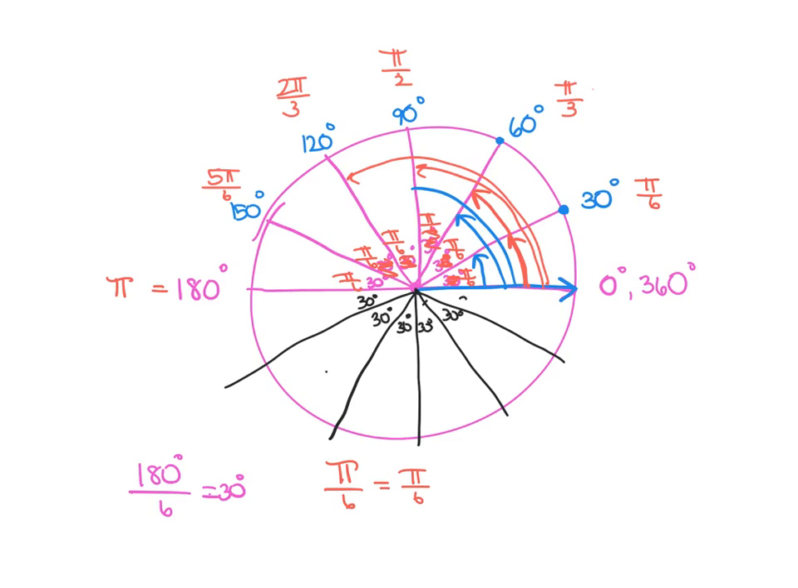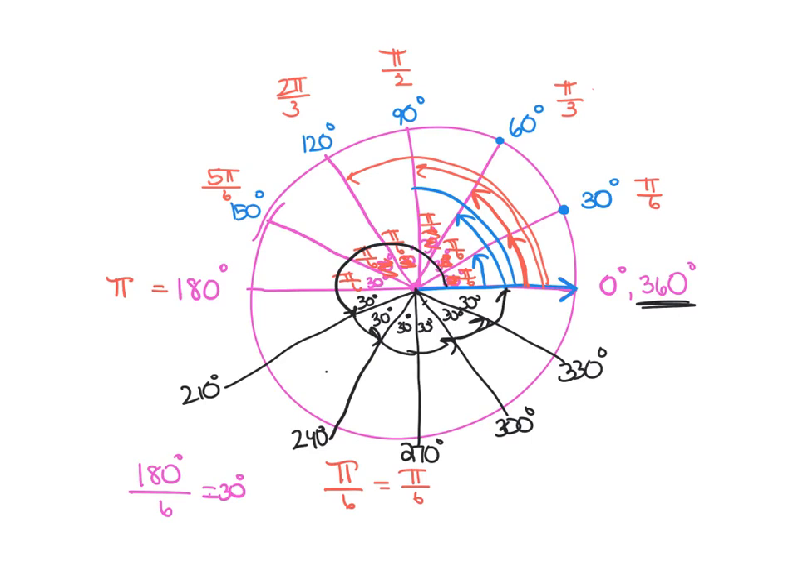So if you're at 180 and you add 30 degrees, you're at 210. You add another 30 degrees, you're at 240. Another 30, you're at 270. Another one, you're at 300. Another one, you're at 330. And then another 30, that's where you get back to 360.